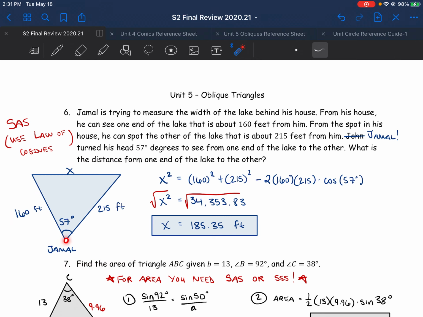So we have Jamal here, and looking at one side of the lake, we can see the distance is 160 feet. Jamal to the other side of the lake, the distance is 215 feet. And we want to know this distance across the lake. For pretty much all of these problems, I like to look at the kind of triangle that I have and determine what tool to use. So from the beginning, we have a side and the included angle. Included meaning it's the angle in between the two sides. So we have a side angle side triangle.